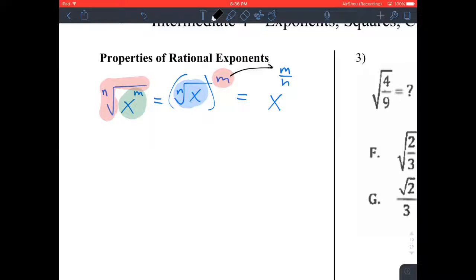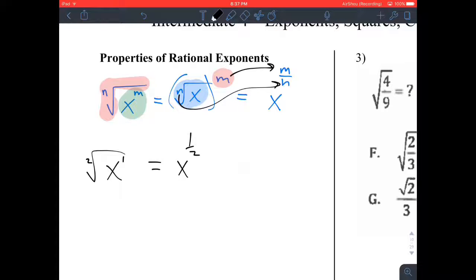M was the exponent and n was the root. That is a property that is going to be used frequently. Example, square root of x. If there's no exponent, it's implied it's a 1. If there's nothing inside the little radical symbol, it's implied that it's a 2. So that's x to the 1/2.